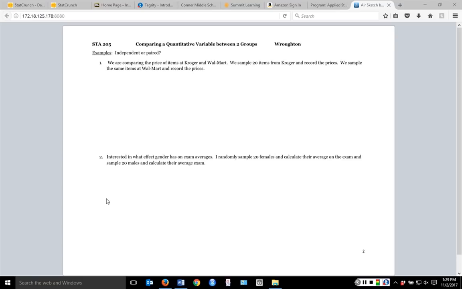So with our first example, we're comparing the price of items at Kroger and Walmart. Notice that we have this quantitative variable of price. Then we also have which store, Kroger or Walmart. So that's a categorical variable that has 2 options, Kroger or Walmart. That's why we're comparing a quantitative variable in 2 groups. We sample 20 items from Kroger and record their prices. We then sample the same items at Walmart and record the prices.